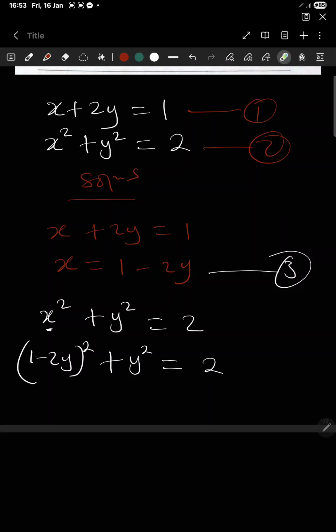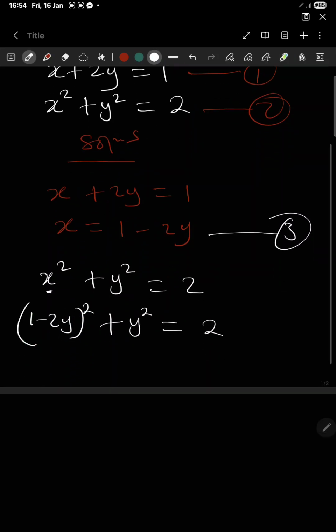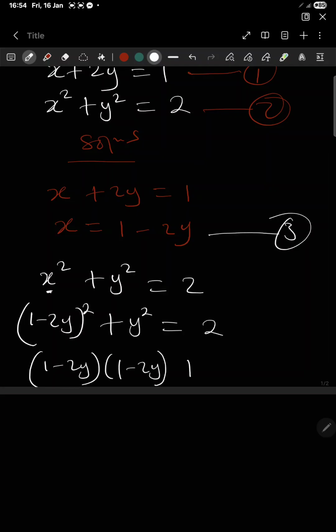Now, in mathematics, this expression is raised to power 2, meaning that we need to expand it up to the second power. So it's the same as saying we have 1 minus 2y times 1 minus 2y, then plus y squared is equal to 2.